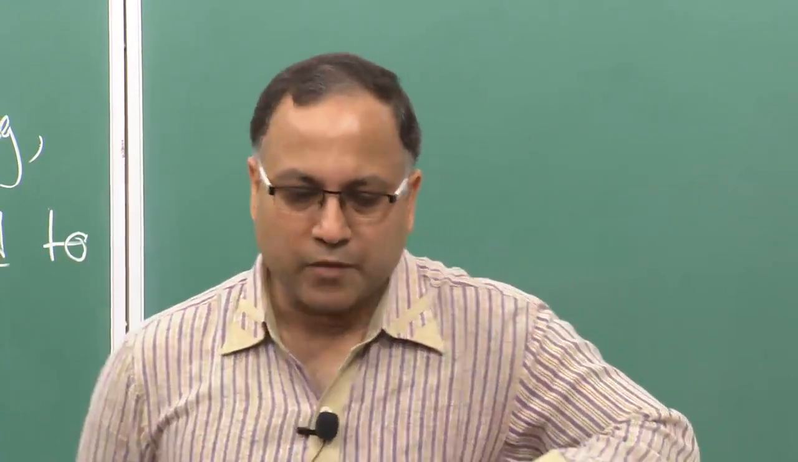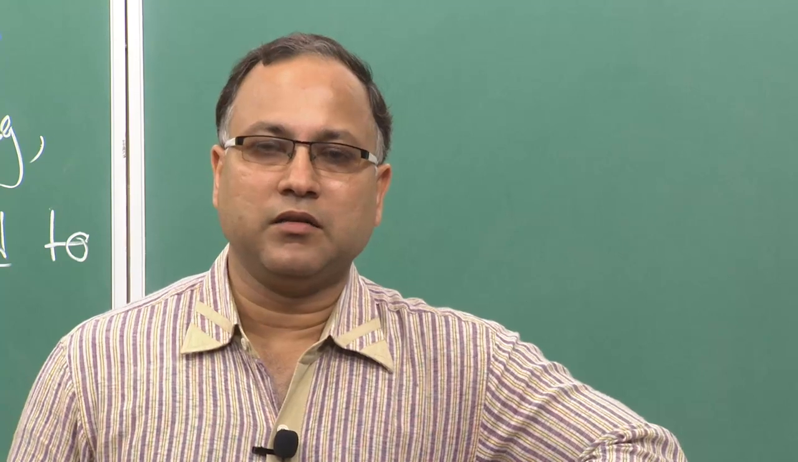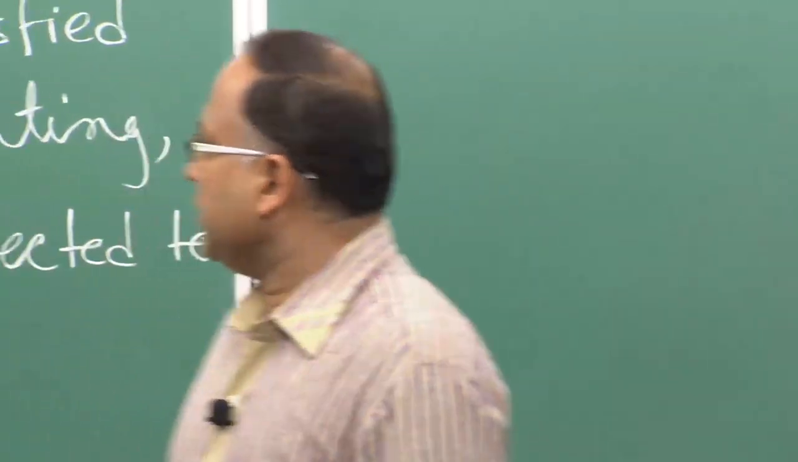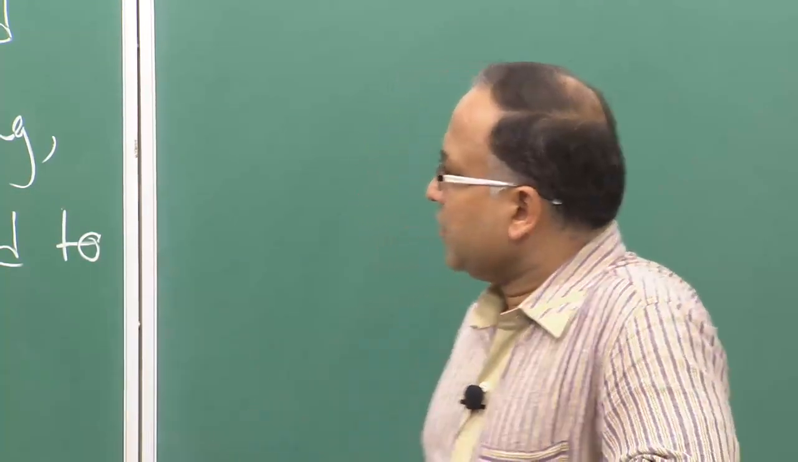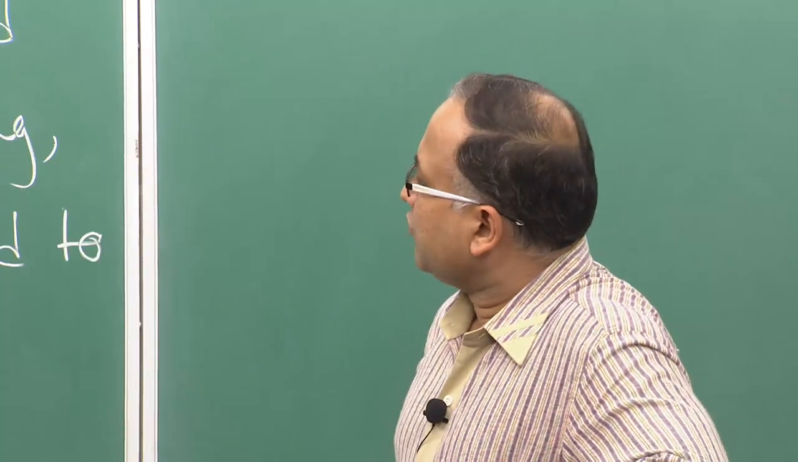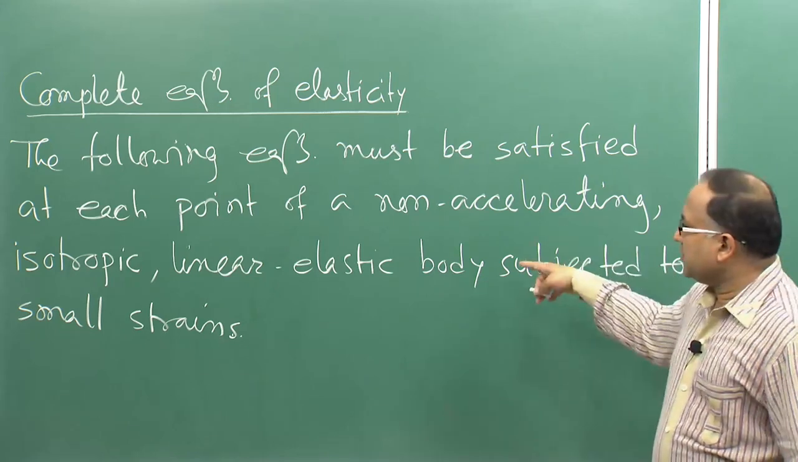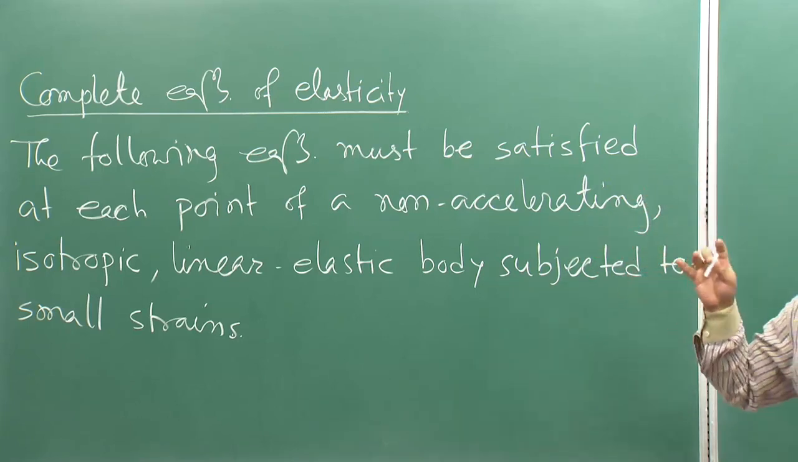Whatever you have learned so far, we are now writing one by one, so that whenever you are dealing with some elastic analysis, and if you are recalling the theory of elasticity, then these equations must be satisfied to say that this body or the system is under equilibrium. The following equations must be satisfied at each and every point of a non-accelerating, please mind it, non-accelerating isotropic linear elastic body subjected to small strain.